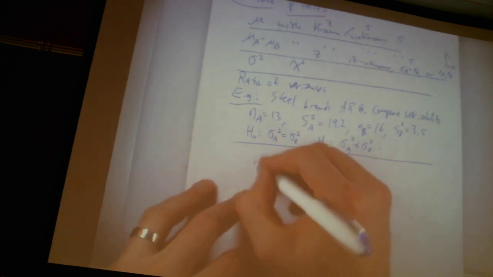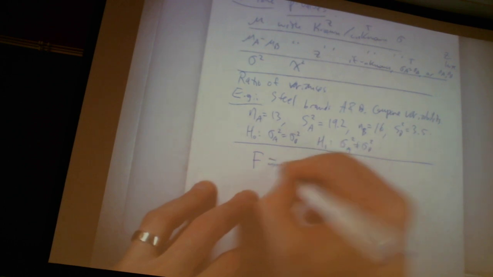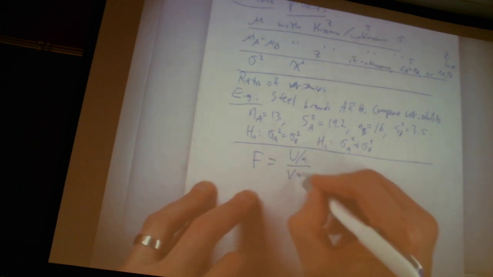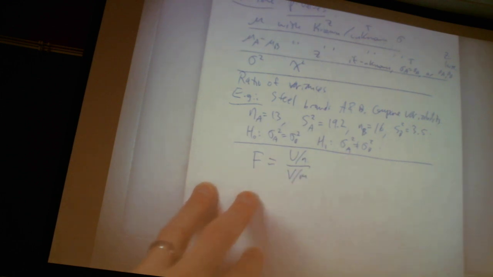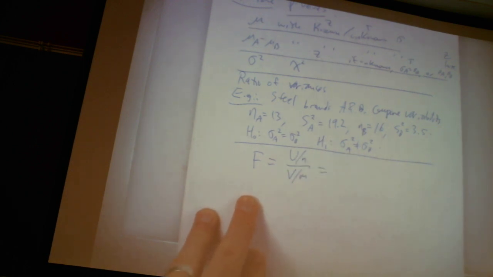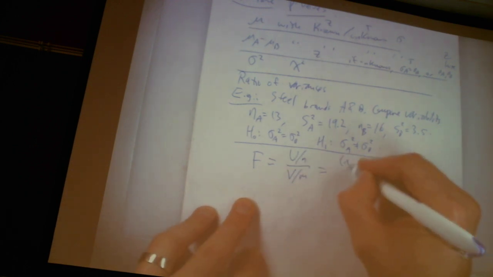How in the world would we do this? Right? Does the letter F kind of float into your brain? So how do we make an F distribution? Remember, an F distribution is chi-squared with n degrees of freedom divided by n, divided by a chi-squared with m degrees of freedom divided by m. So in our case, what will be our chi-squared? (N_A minus 1) S_A squared over sigma_A squared.